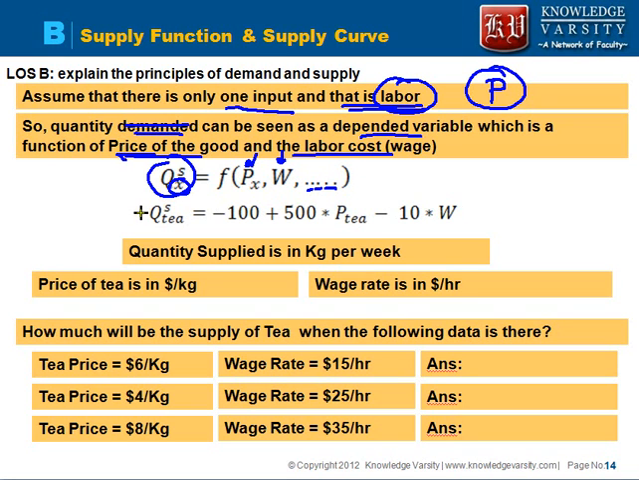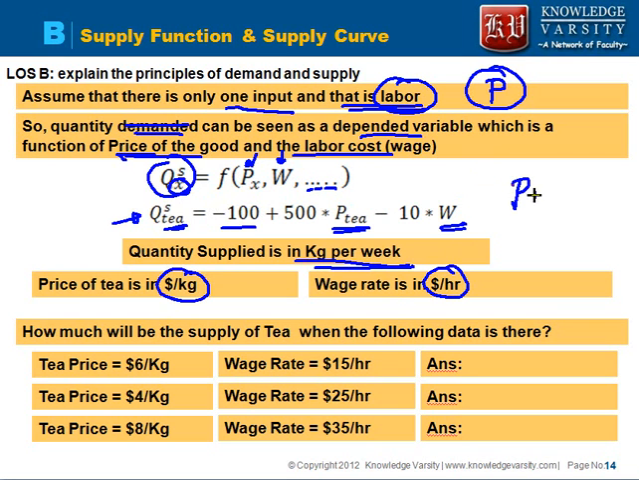Let's say we have a very simple function: quantity supplied of T is a linear function of the price of T and the wage. It is minus 100 plus 500 times the price of T minus 10 times the wage. The quantity supplied is in kg per week, the price of tea is in dollars per kg, and the wage is in dollars per hour.